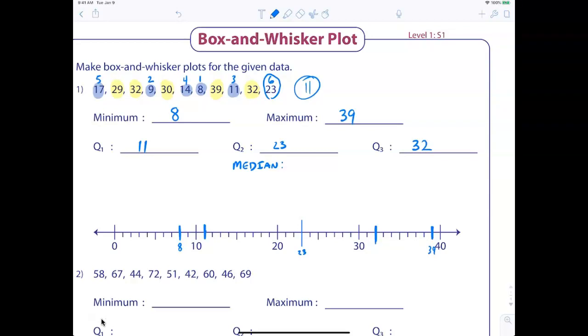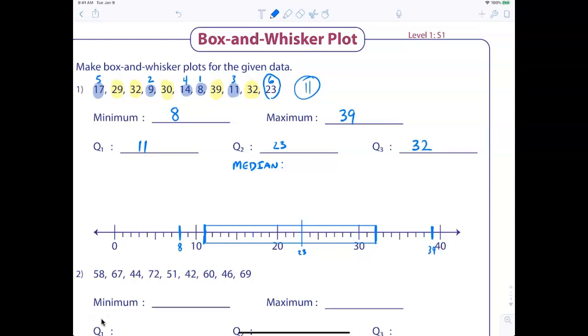Now it's kind of strange to me. I know how it works, but I don't understand why they draw it this way. So here is what a box and whisker you're supposed to get from this information. You're actually supposed to make a box from here all the way here and then all the way back down to here. So do that for me.